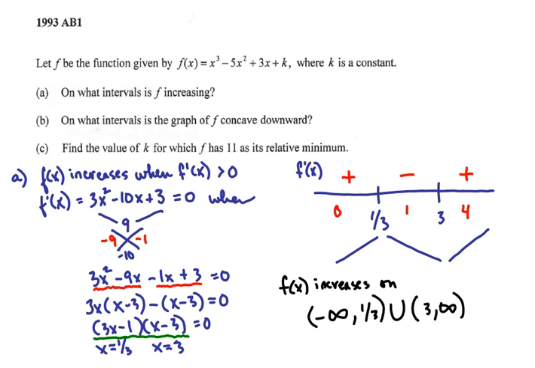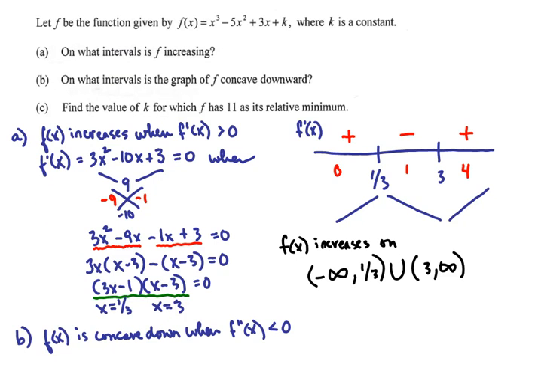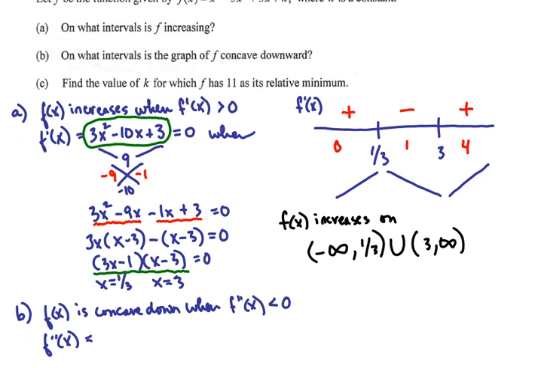Part B asks on what intervals is the graph of f concave down. And so f is concave down when f double prime of x, or the second derivative, is negative. For this we're going to need to find the second derivative. To find the second derivative, we don't use the factored form. We're going to go back to the original, most simple form of the first derivative, and in this case, that is 3x squared minus 10x plus 3. And so the second derivative is 6x minus 10.